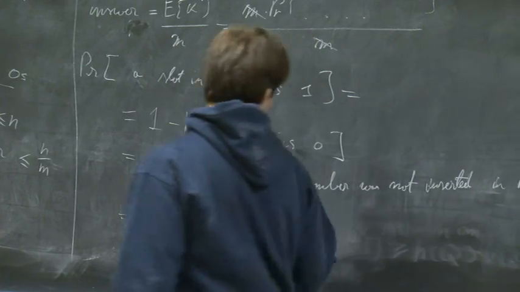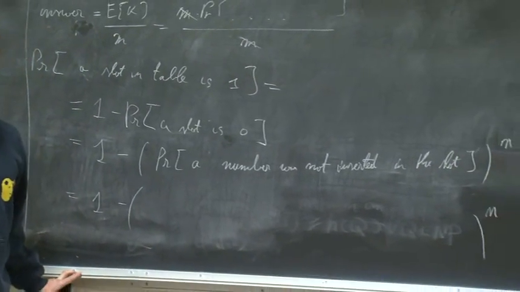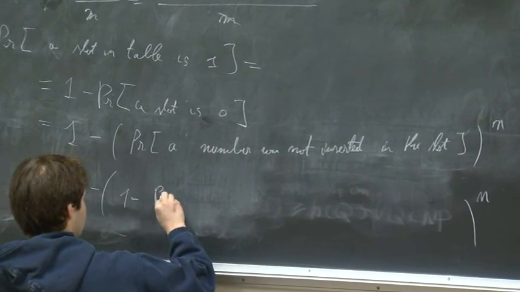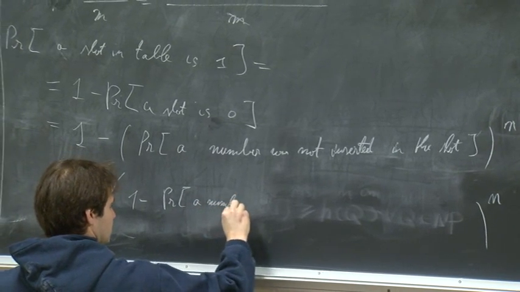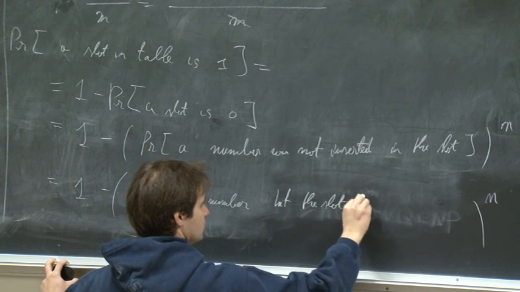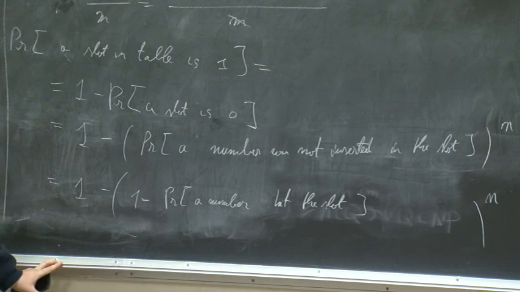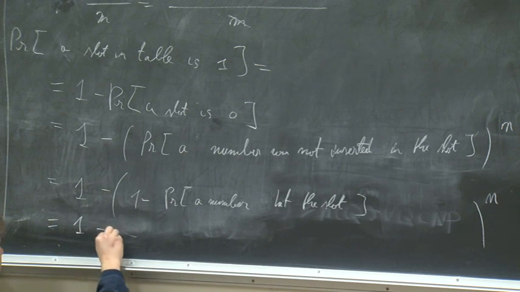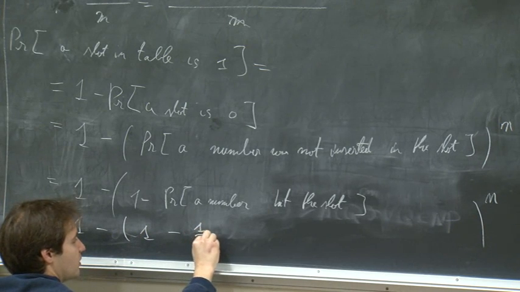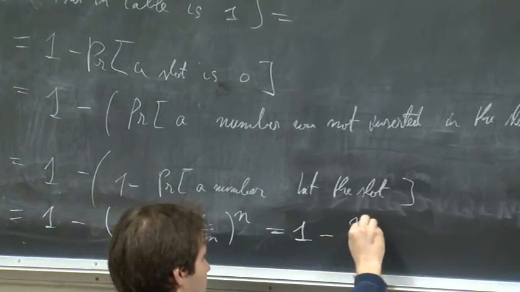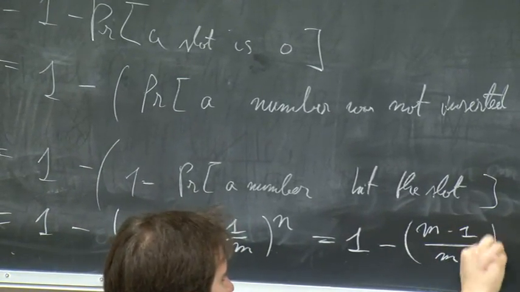And the probability that the number was not inserted in a slot is 1 minus the probability that it was inserted. Right? We're doing this again. 1 minus the probability that a number hit. Well, what's this probability? Uniform hashing: 1 over m. So this whole thing is 1 minus (1 minus 1 over m) to the power n, which is 1 minus ((m minus 1) over m) to the power n.